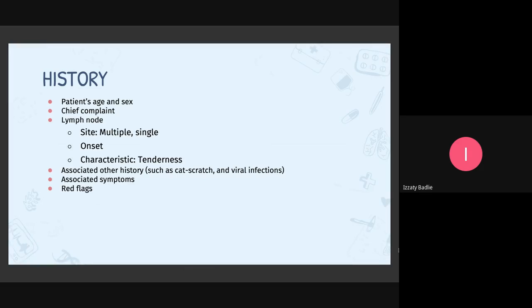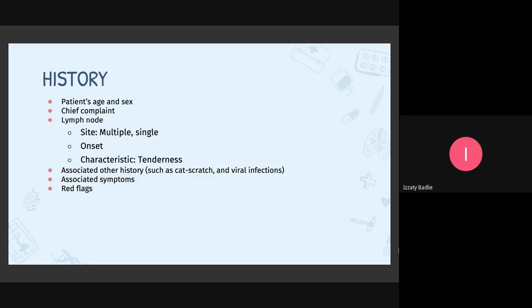First and foremost, we need to take into account the patient's age and sex. But usually, sex does not play any role in the diagnosis. Patient's age, why is it so? Because usually a younger patient may present with non-Hodgkin lymphoma, and an older patient may present with Hodgkin lymphoma.